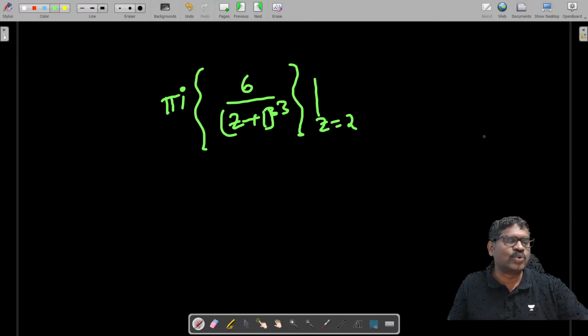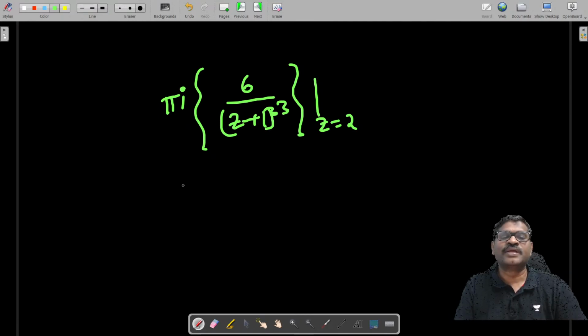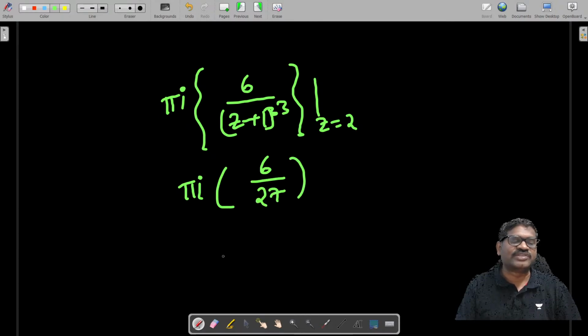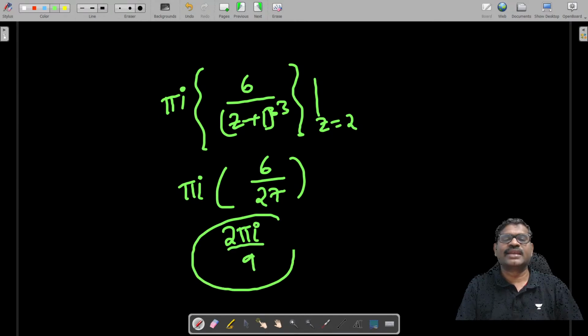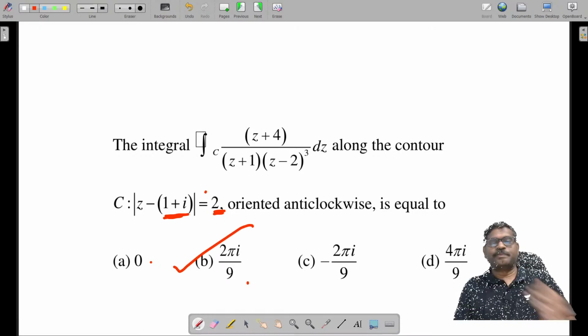At z equal to 2, 6 by z plus 1 whole cube: 6 by 2 plus 1, 3 cube is 27, 6 by 27. After cancellation, the final answer is 2 pi i by 9.